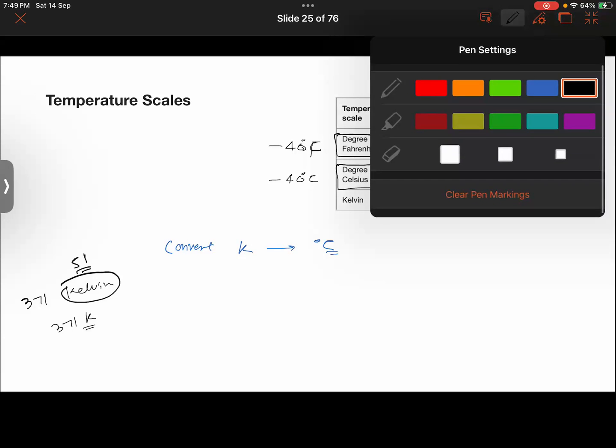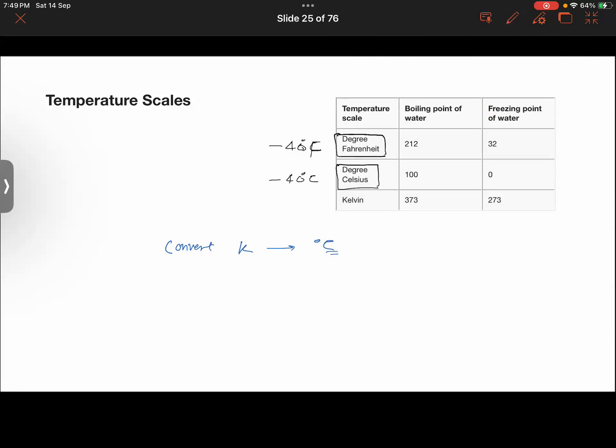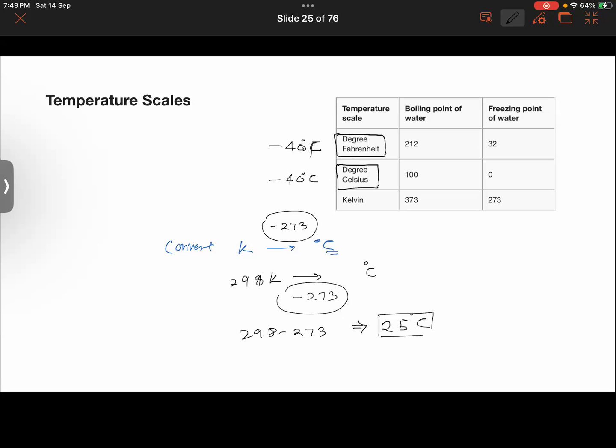So let us get back to what we were learning. How to convert from Kelvin to Celsius? There you have to subtract 273. Getting it, guys? So let us say you are provided with 298 Kelvin. In order to convert this into degrees Celsius, I have to subtract 273 from it. So that will be 298 minus 273, and that should be equal to how much? Yes, Razan, that should be 25 degrees Celsius. Got this thing.